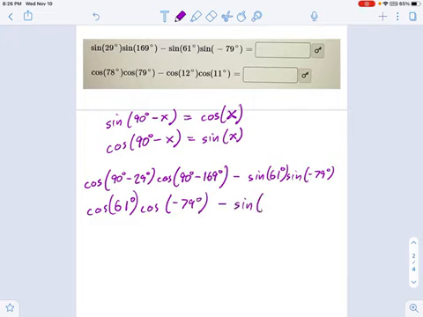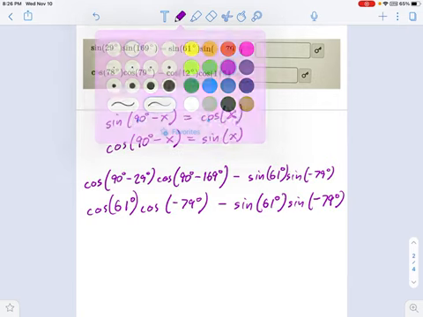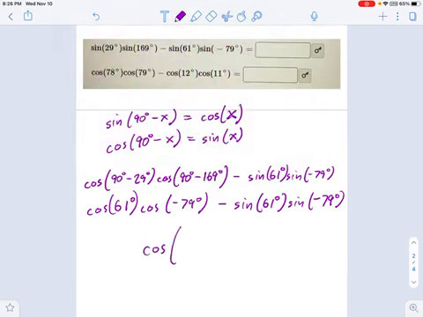I've got something that is very similar to my cosine summation identity, which is cosine cosine minus sine sine. Cosine changes the silly sign. Now, because cosine changes the silly sign, what's my sign? It's this minus sign right there. So cosine changes that silly sign. This is going to be a plus when I turn that back into a single cosine. So it's going to be cosine of something plus something. And what are my two angles? Well, 61 degrees and negative 79 degrees.